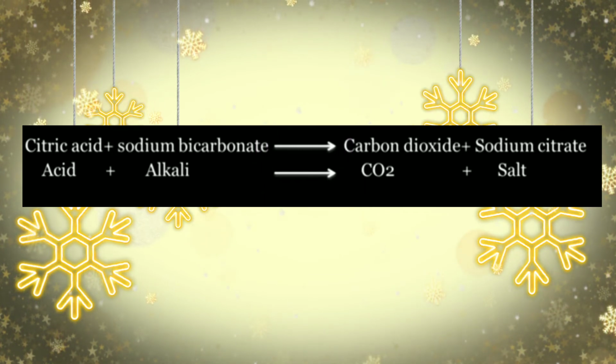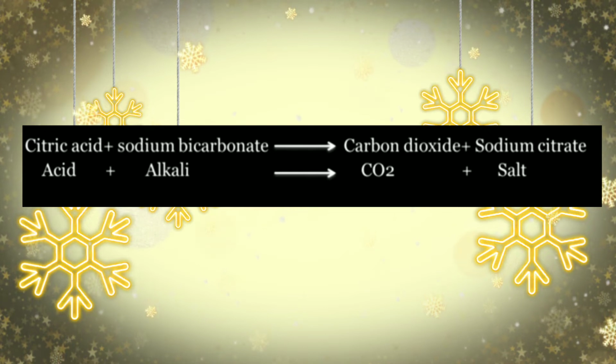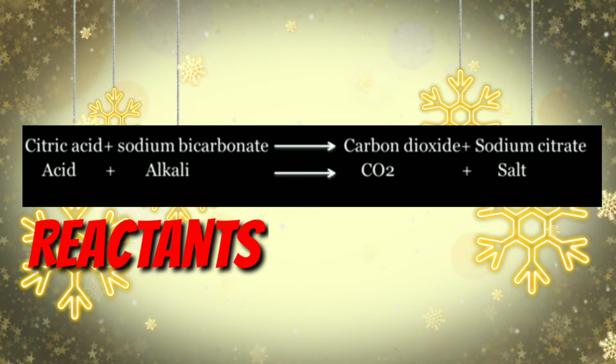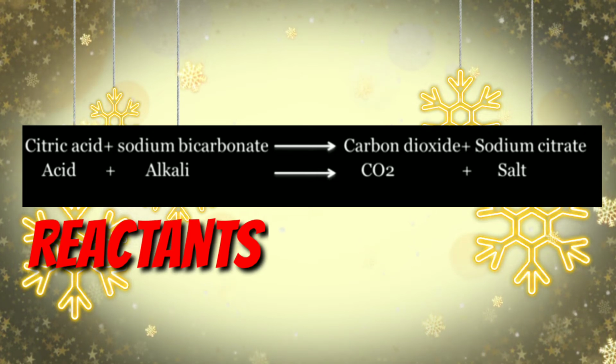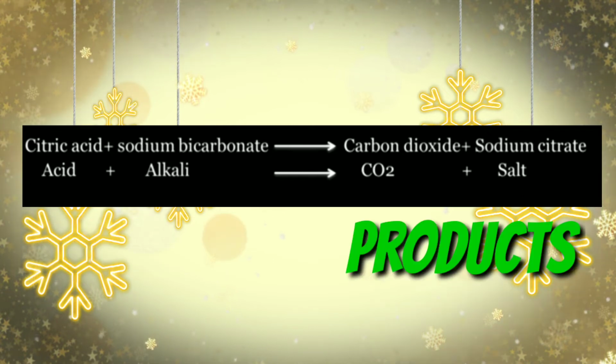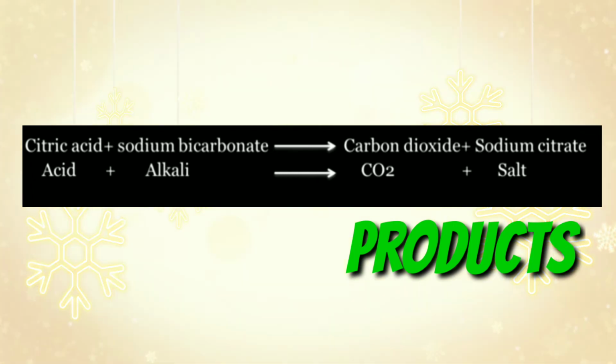Substances written on the left side of the arrow are original substances that take part in the reaction. They are called as reactants. New substances formed as a result of the reaction are called products. Place for the products of a reaction is on the right side of the arrow.